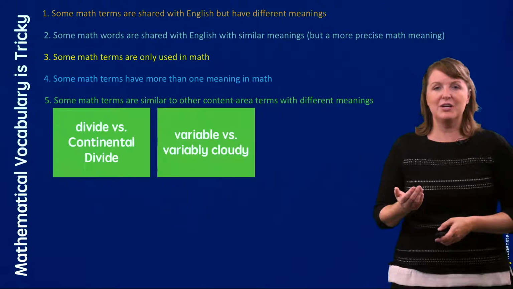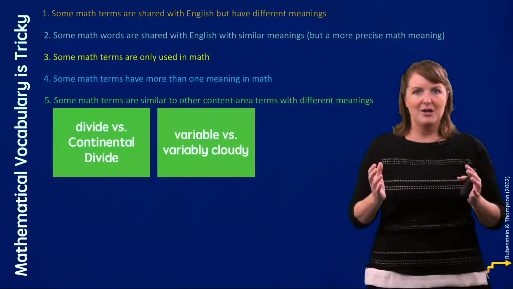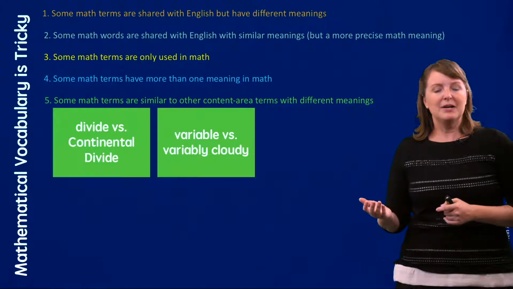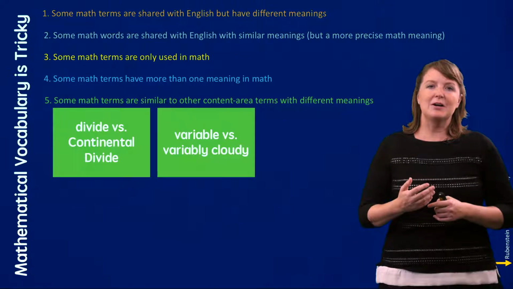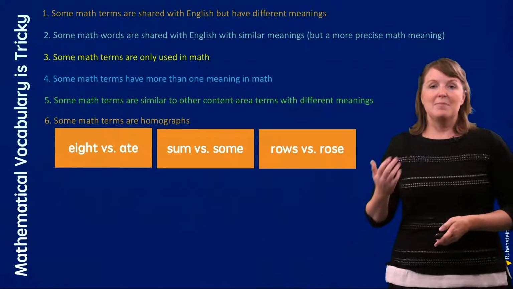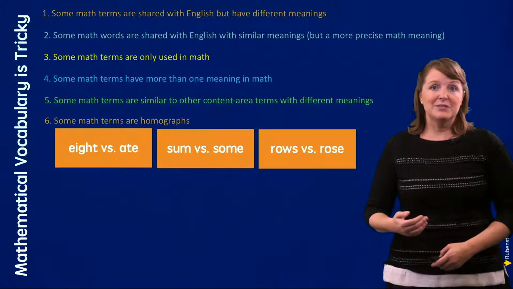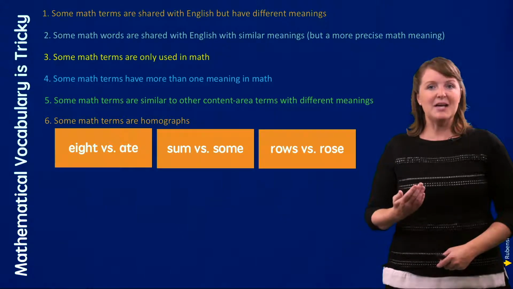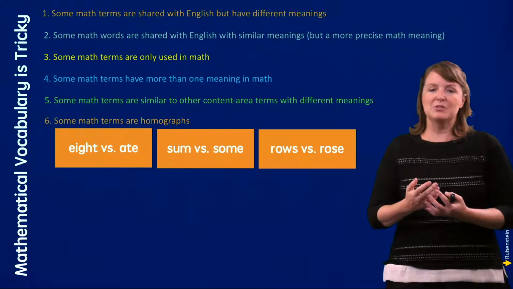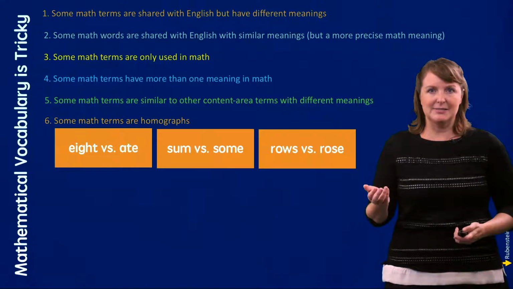Math vocabulary can be tricky because there are some terms that students may have heard in another content area. So perhaps you're talking about an algebraic variable, and in science they've been talking about things that are variably cloudy when they're talking about weather. Math vocabulary can be tricky because there are some terms that are homographs. So for example, if you hear a teacher just saying sum, does that mean the sum when numbers are added together? Or I just want you to grab some of the blocks?